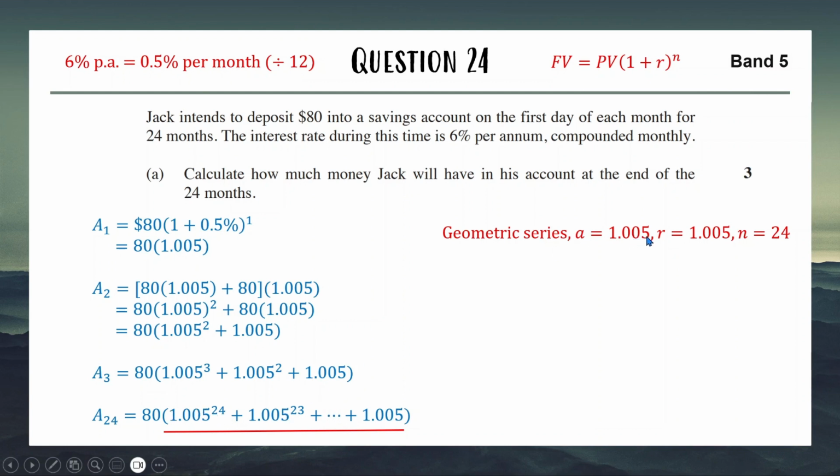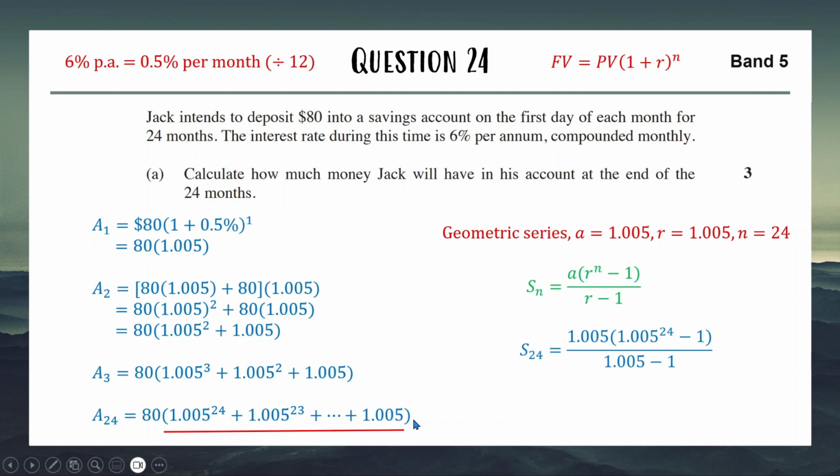So A is 1.005. Our R multiplier is also 1.005. That's how we're getting between each of the terms. And our number of terms is 24. So now we reach for the reference sheet and we write down our sum of a geometric series formula, which looks like this. So we have sum after n months is initial value times r to the power of n minus 1 over r minus 1. Putting in our information, we have A is 1.005, we have R to the N is 1.005 to the 24, and then on the bottom we have 1.005 minus 1. Okay, so this calculation will add together all 24 terms in this series for us and give us a total.